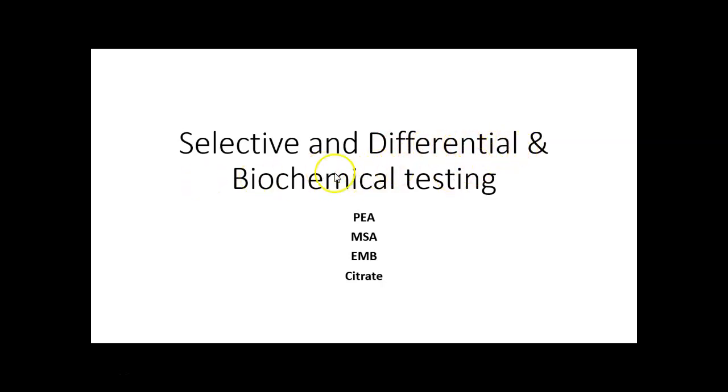We're not going to talk about biochemical testing until next week, okay? In this lab, we're going to be learning about phenylethyl alcohol agar, mannitol salt agar, Eosin methylene blue agar, and citrate agar.